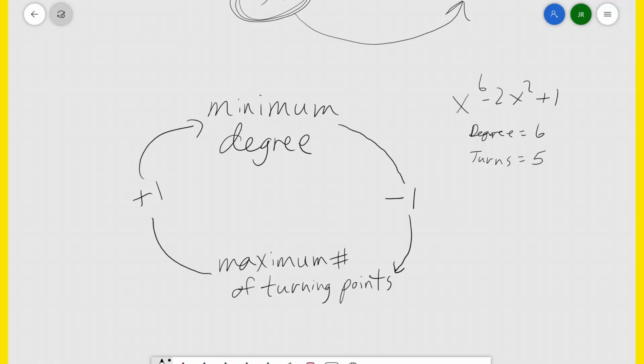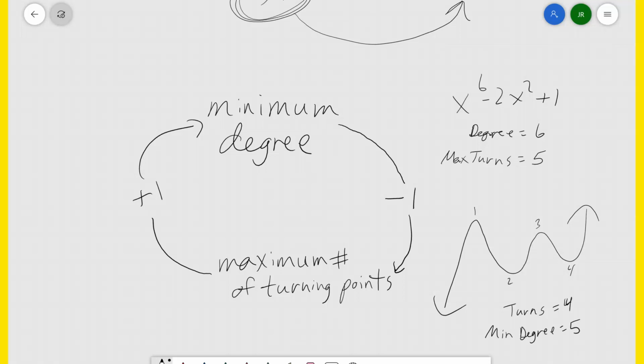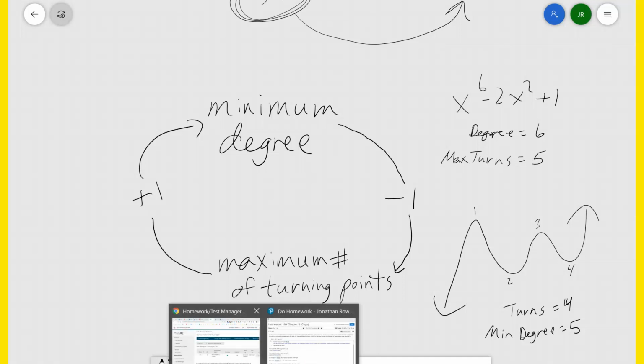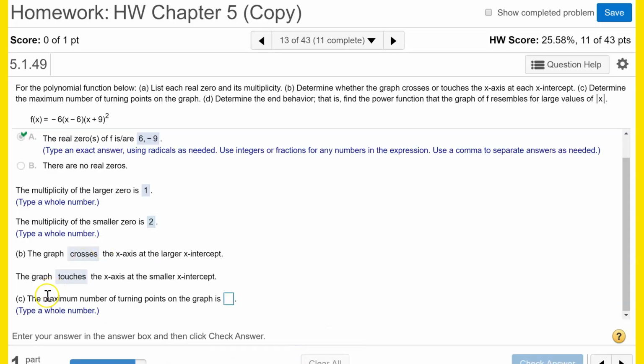Or if you were looking at a graph that looked like this, count the number of turns. 1, 2, 3, 4. So the turns would be 4. So the minimum degree would be 5. That's how that works. Now let's go back to our problem and answer the question. The maximum number of turning points on this graph is what?